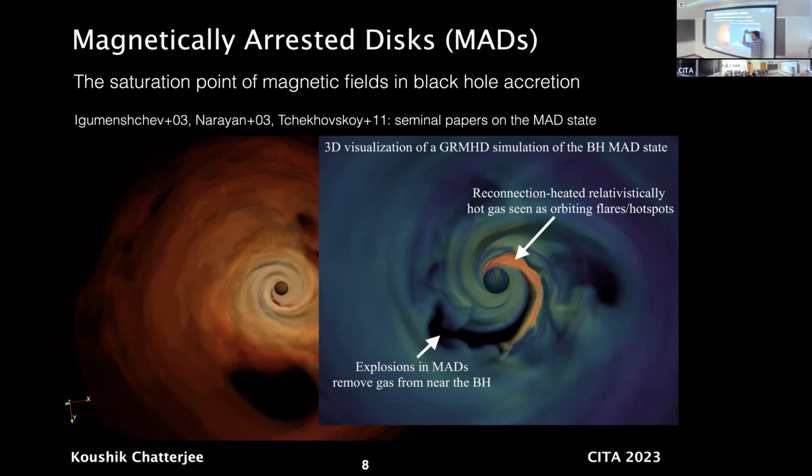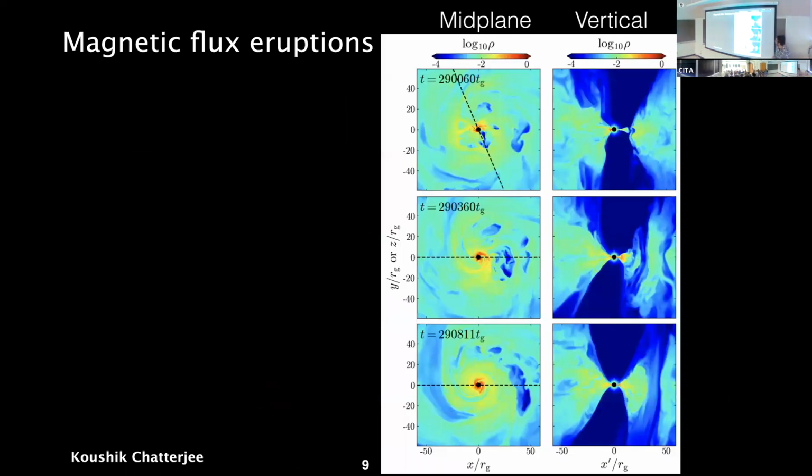But of course, you can do more Bondi-like, more spherical types of flows where the entire region might have vertical fields. So, yes, magnetic flux eruptions. I just put this slide on to show you what exactly a magnetic flux eruption looks like.